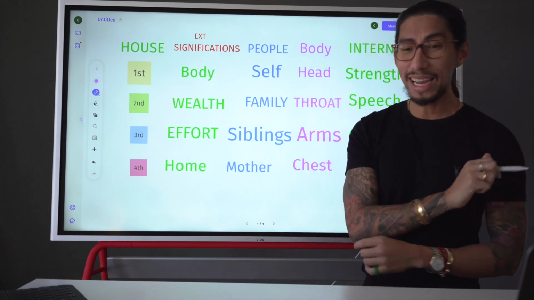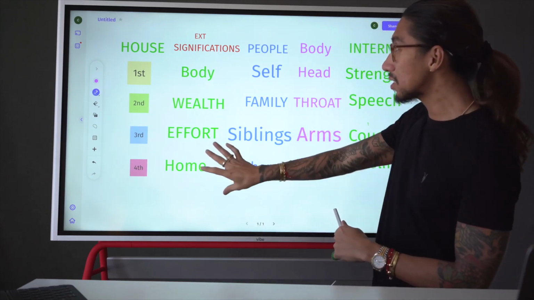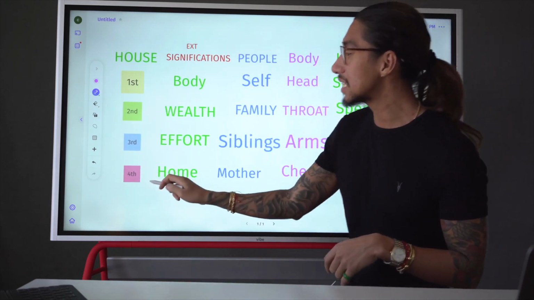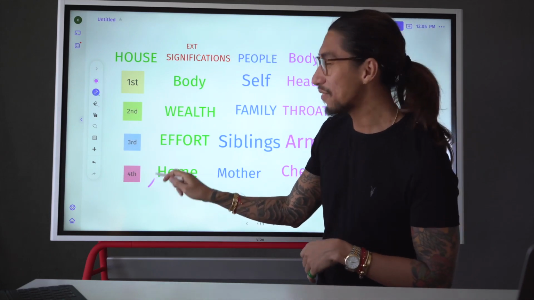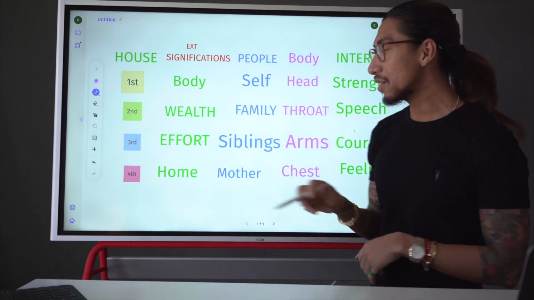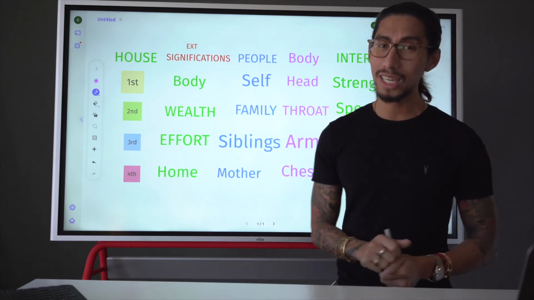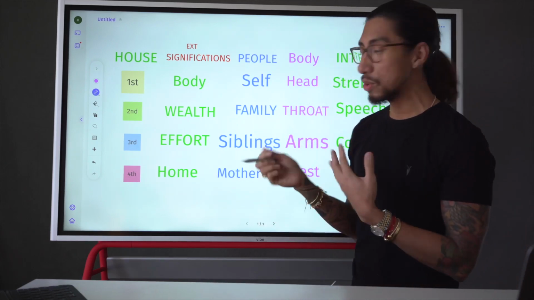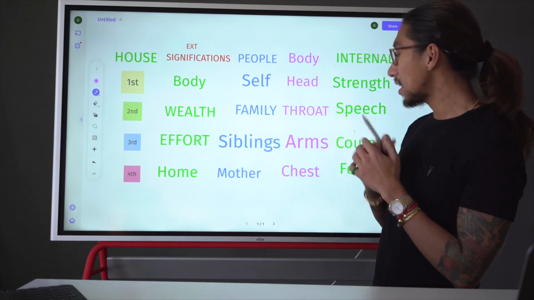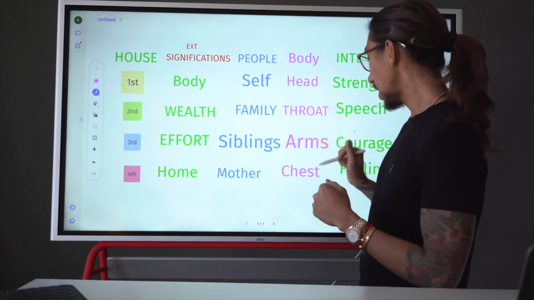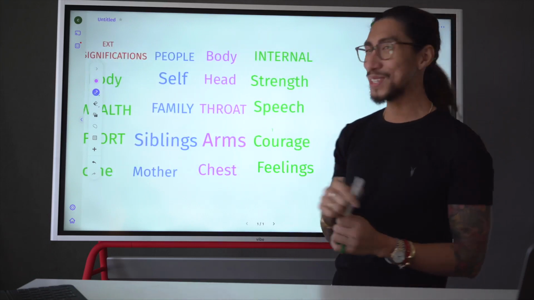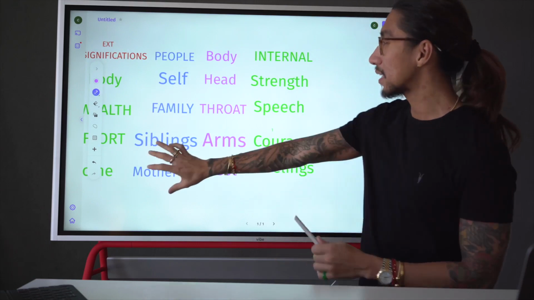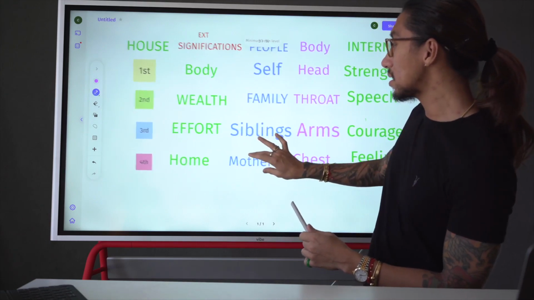Now, let's go to the last part. The last part for our discussion, for the first part of Knock Knock, House There, okay, is, I'm annoying, I know, the fourth house. The fourth house's external signification is the home. And of course, as far as the people, we know that this is our mother. And the body is going to be the chest. And then, of course, internal is our feelings, and this is the emotional heart. So let's discuss this fourth house.